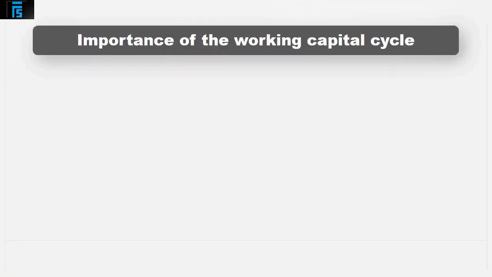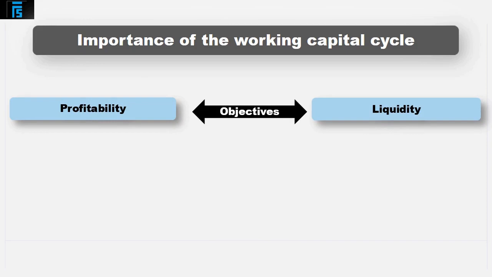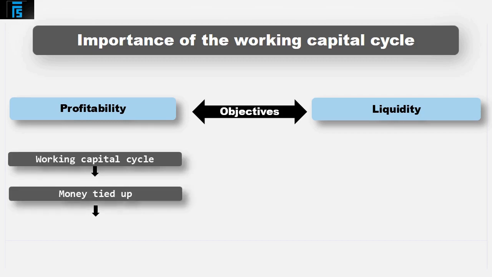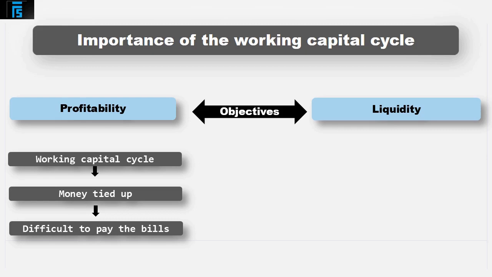The importance of the working capital cycle. In a previous presentation, an introduction to working capital, it was explained that profitability and liquidity were the objectives of working capital management. To date, this presentation has described that it is usual for a business to pay out to its suppliers prior to receiving in from its customers. The period between these 2 points is referred to as the working capital cycle and clearly puts pressure on the liquidity of the business as it is left with no cash with which to pay the bills.